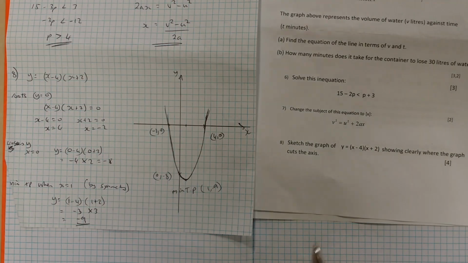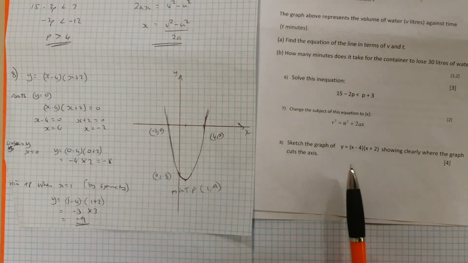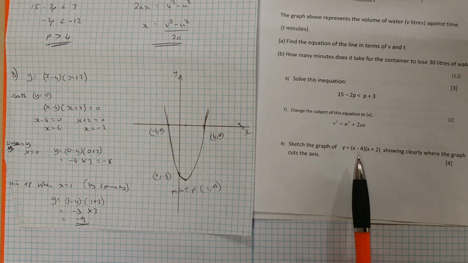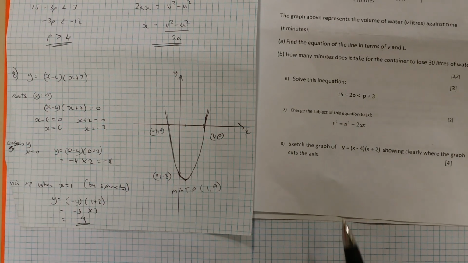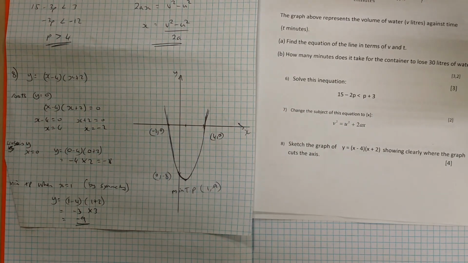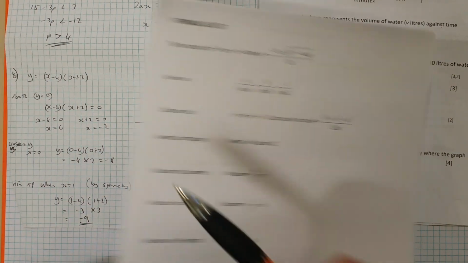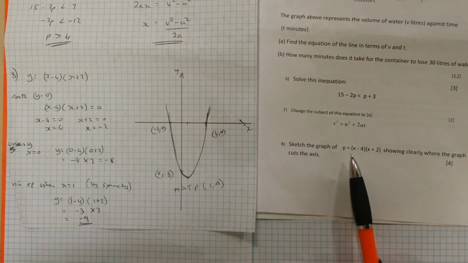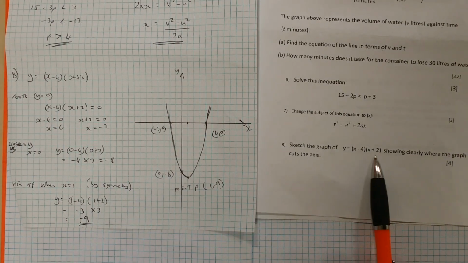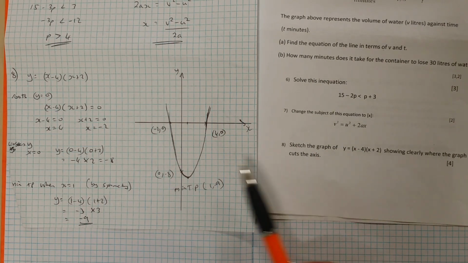Now, question number 8 is a quadratic. If you were asked to sketch the quadratic, sometimes you would have it in this form here, where you have ax squared plus bx plus c, and then you can factorise it if you want to. This has been already factorised for you, and what you need to do is find the key points so that you're able to sketch this graph.